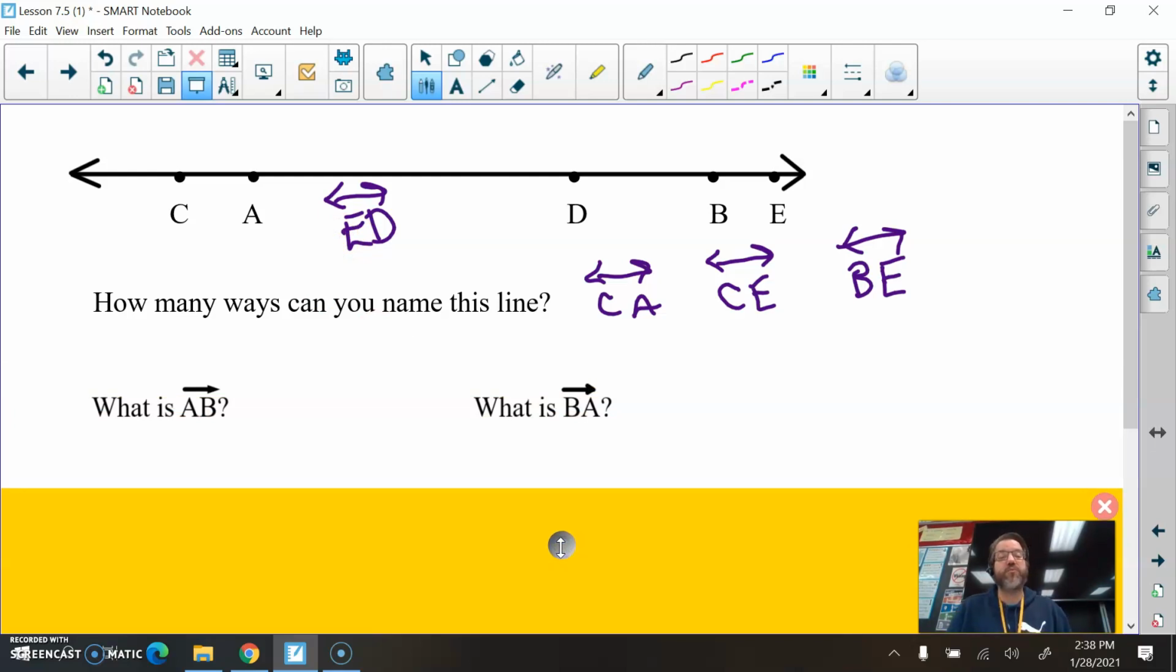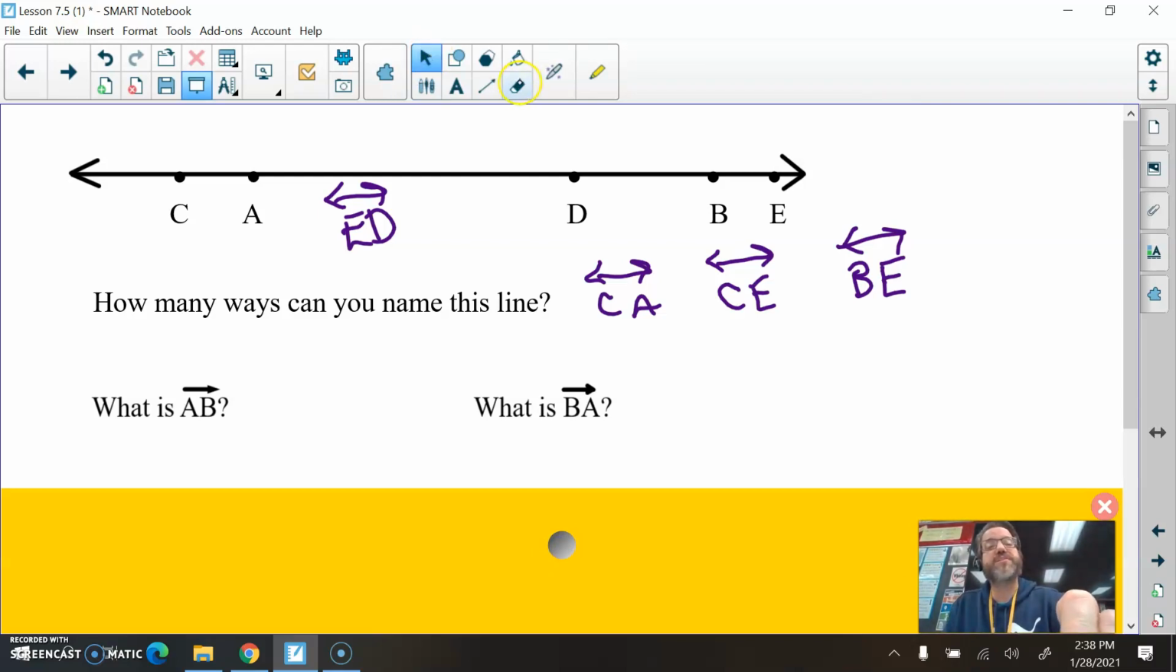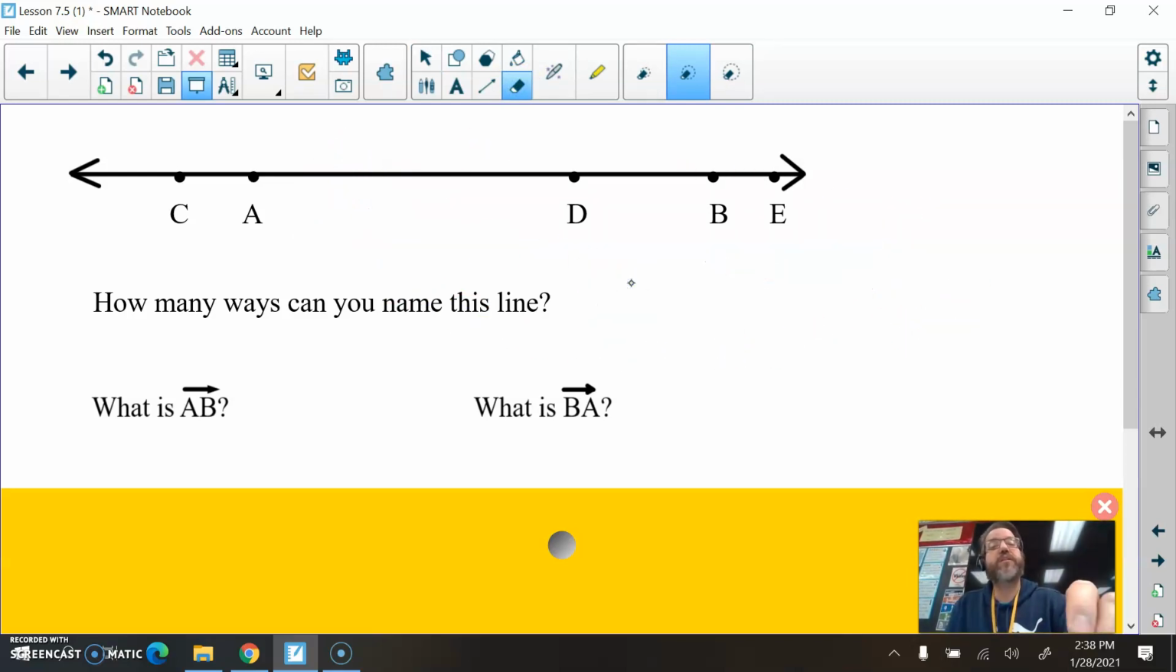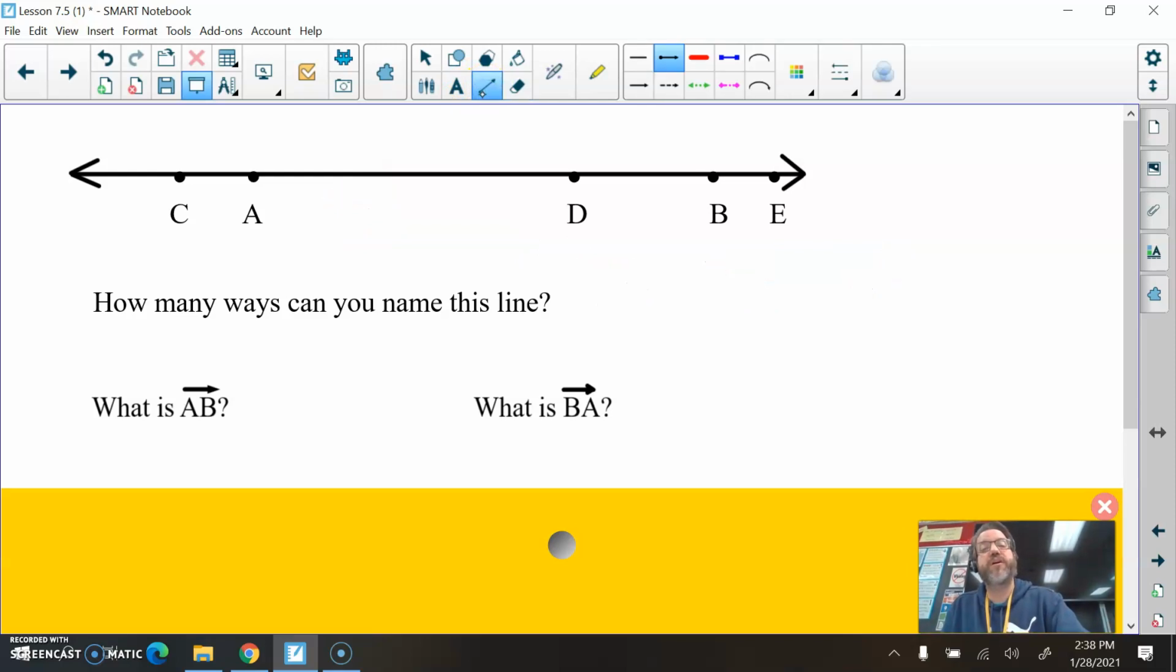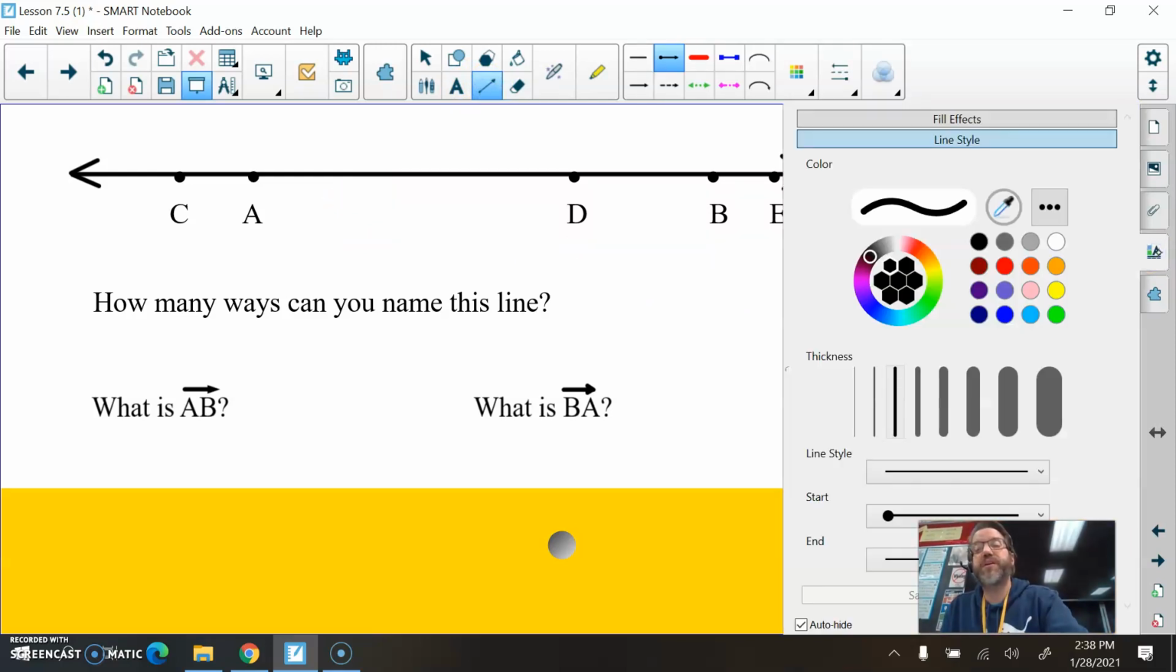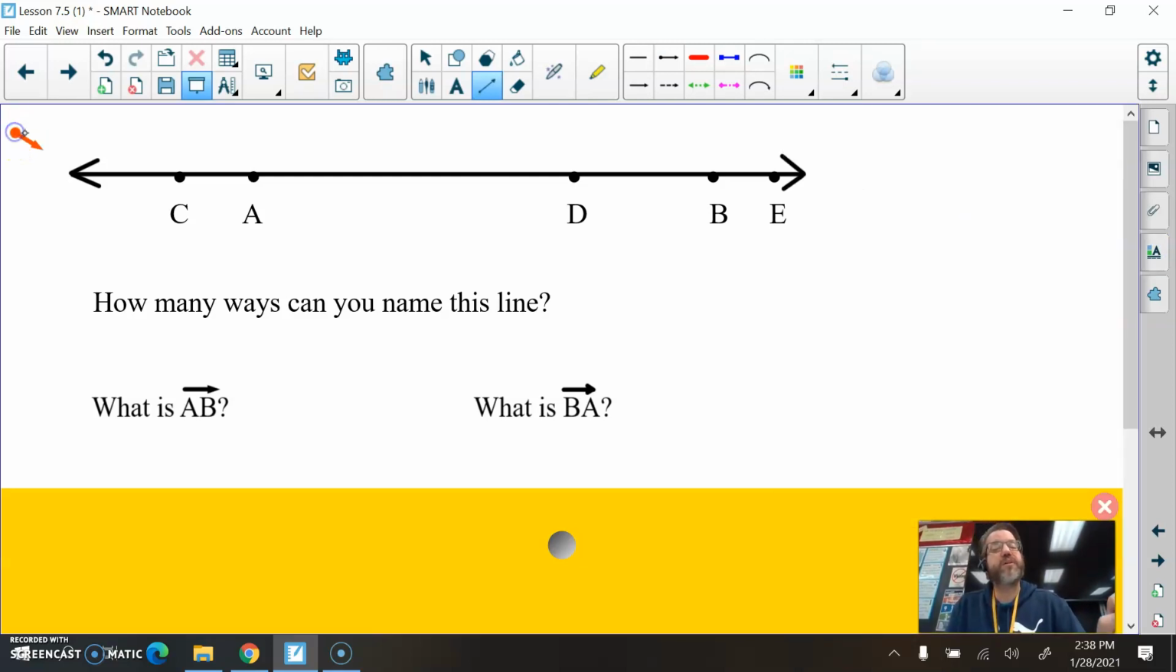Now, let's talk about rays a little bit more. I'm going to go ahead and erase what I have here and clear that out, and I'm going to use this little line tool. Maybe I'll make it orange. Orange seems like a nice color to use here. What is ray AB? Ray AB starts at point A, travels through point B, and continues on forever. That's ray AB. Now, what's ray BA?